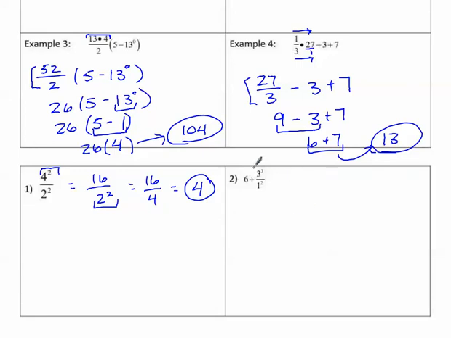In number 2, you should have solved the numerator first, 3 to the third power, which is 27. And then the denominator, 1 to the second power is 1. So we have 6 plus 27 over 1. 27 divided by 1 is just 27. And then final answer, 6 plus 27 should have given you 33.